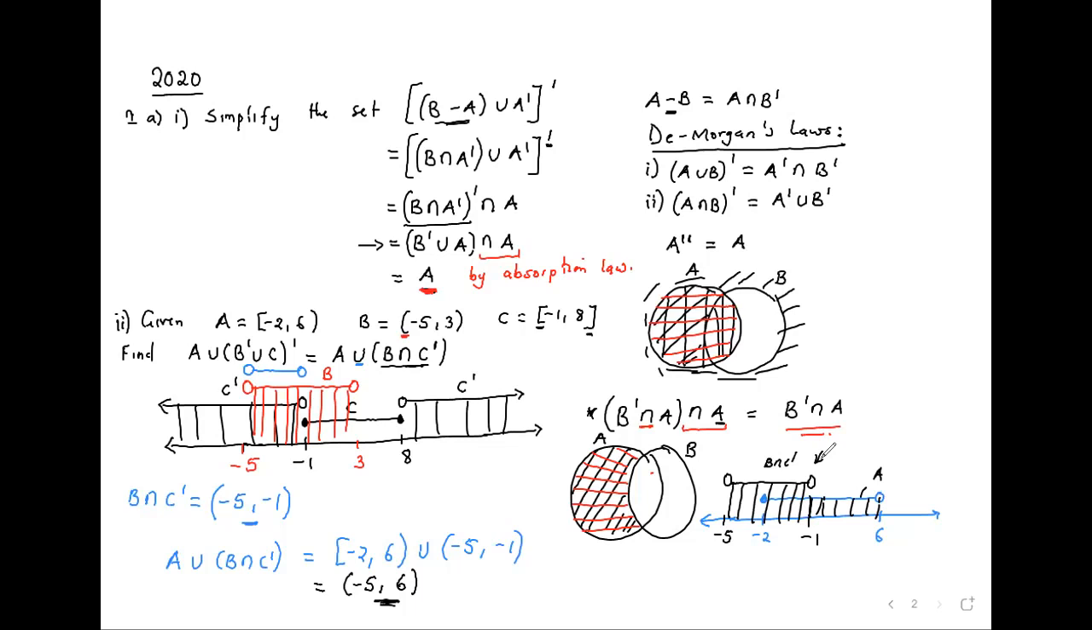Can you please repeat how you combined the last part, where you said A union B intersection C, to get -5, 6? So the combination comes from the number line. Since everything is shaded from -5 all the way up to 6, then it becomes our union, because union is addition.